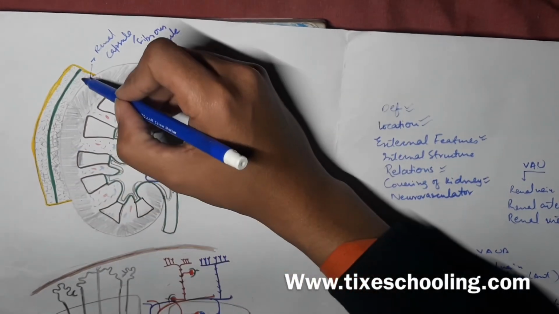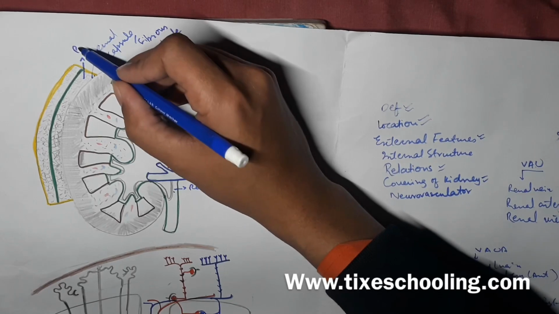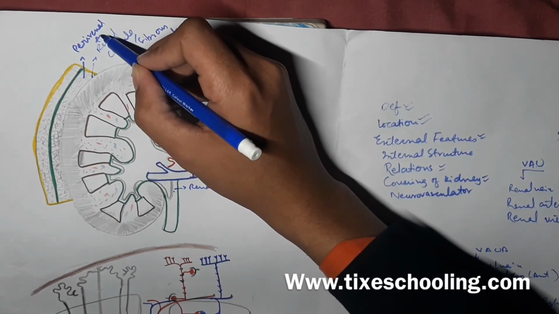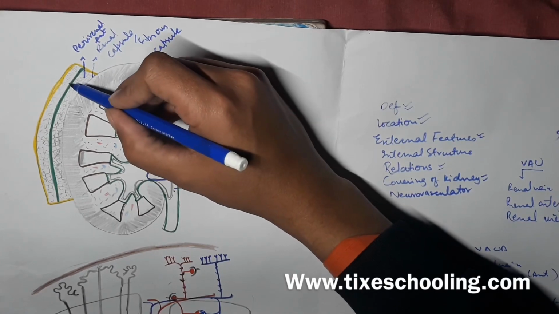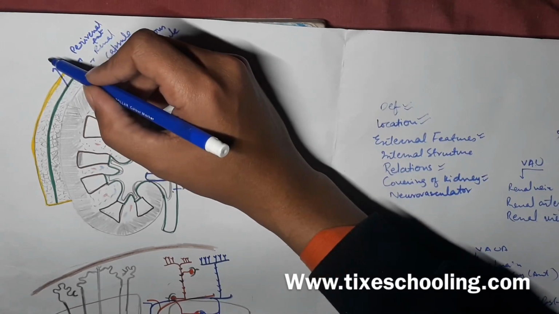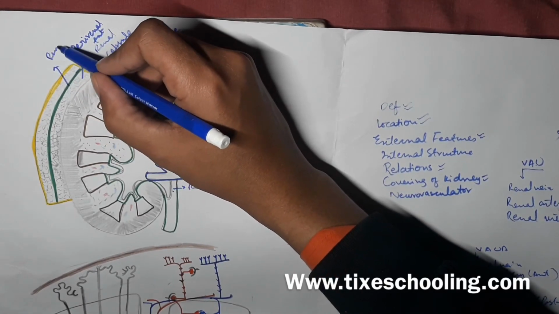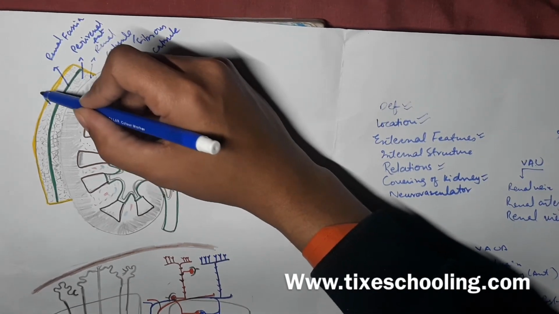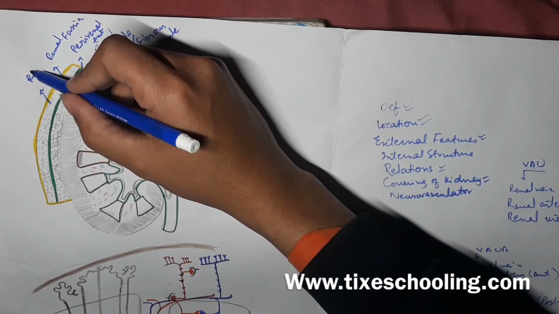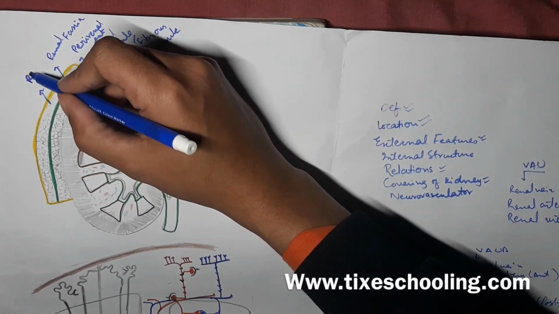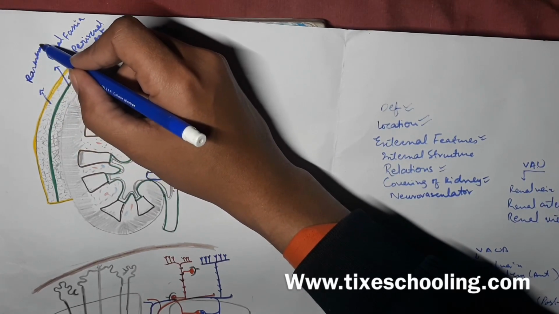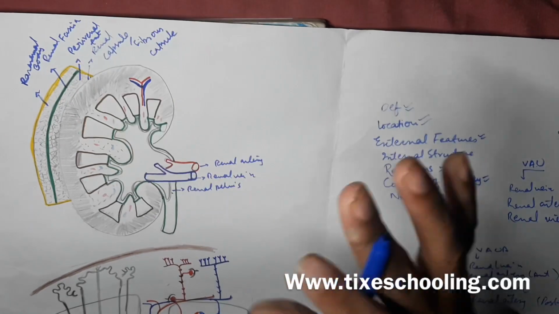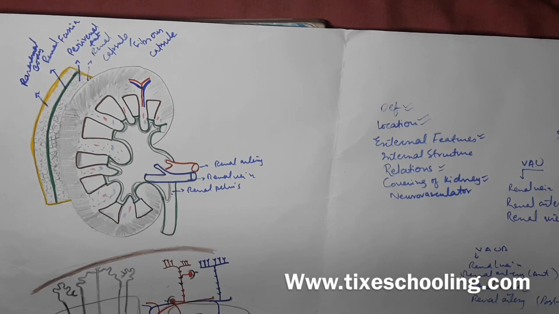Next to it is this one. This is renal fat. This green color, this is the renal fascia. And this last one is the pararenal body. So there are 4 coverings of the kidney.